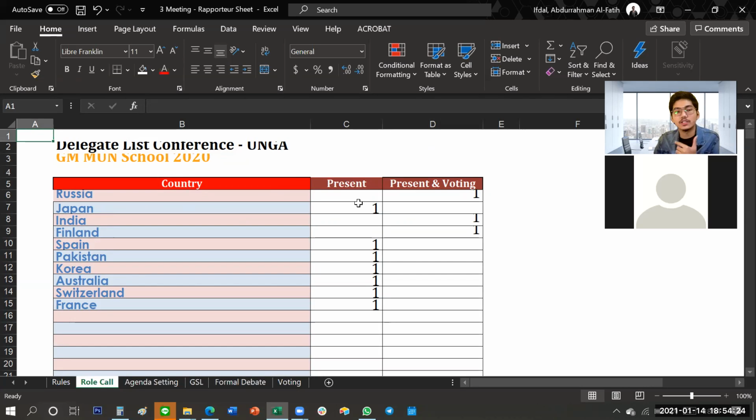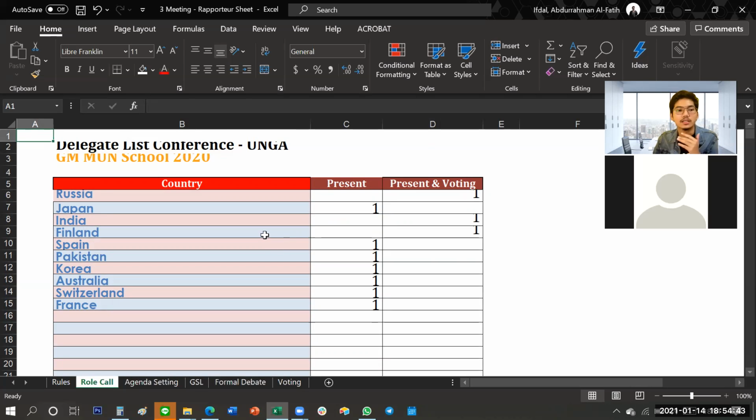If you are present and voting, you can say, "Thank you, Madam Chair," or "Thank you, Mr. Chair. The delegate of Russia is present and voting." If you choose to be only present, then you say, "Thank you, Madam Chair," or "Thank you, Mr. Chair. Delegate of Russia is present." Just say it like that.